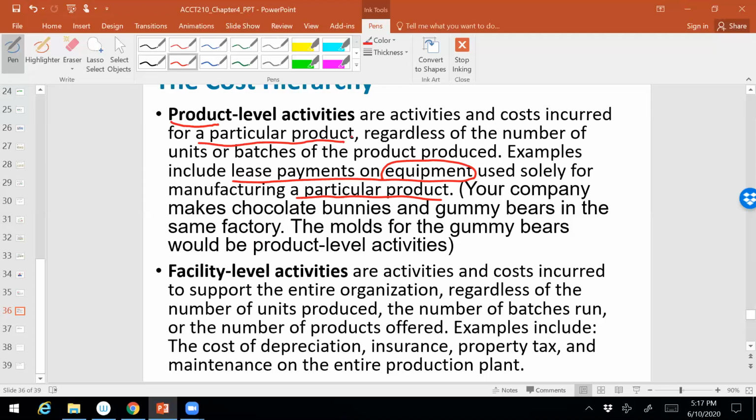And lastly, we have the highest level. We call it the facility level, right? Facility level. So everything kind of plant-wide, like the depreciation, insurance, the tax, and maintenance for all the equipment, that will be the facility level. It's related with the facility. It's not about what product, not related with what batch or what unit. It's related with the overall, the upper level of the facility level. Okay, so make sure you know these 4 different levels.